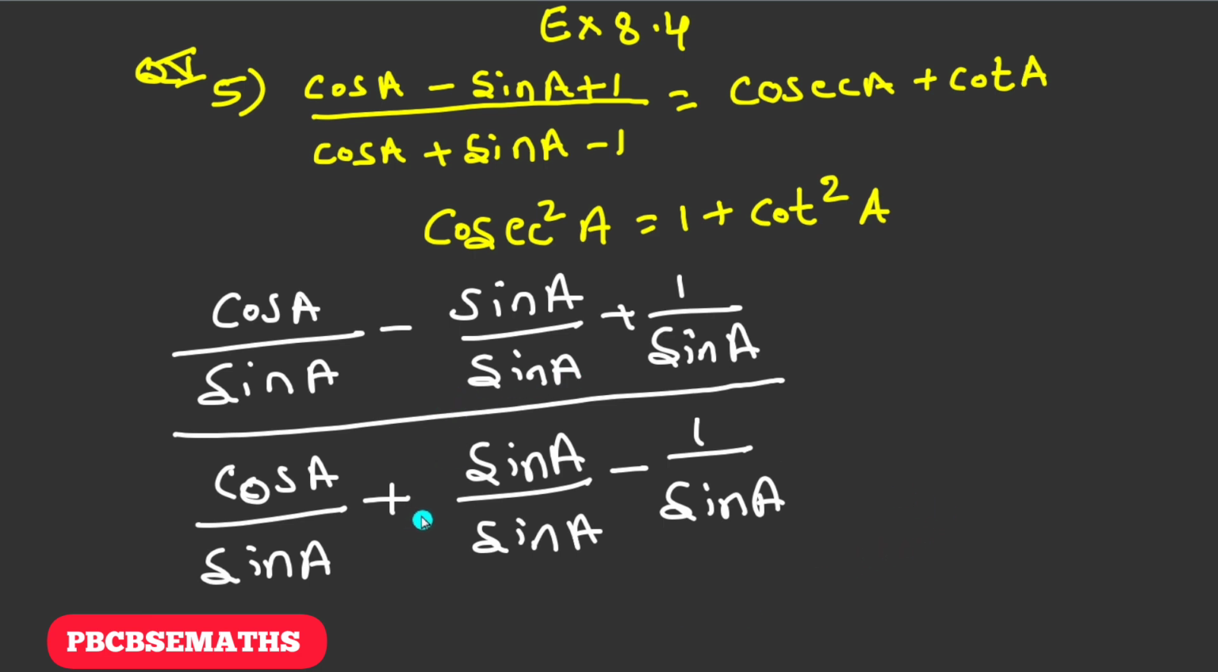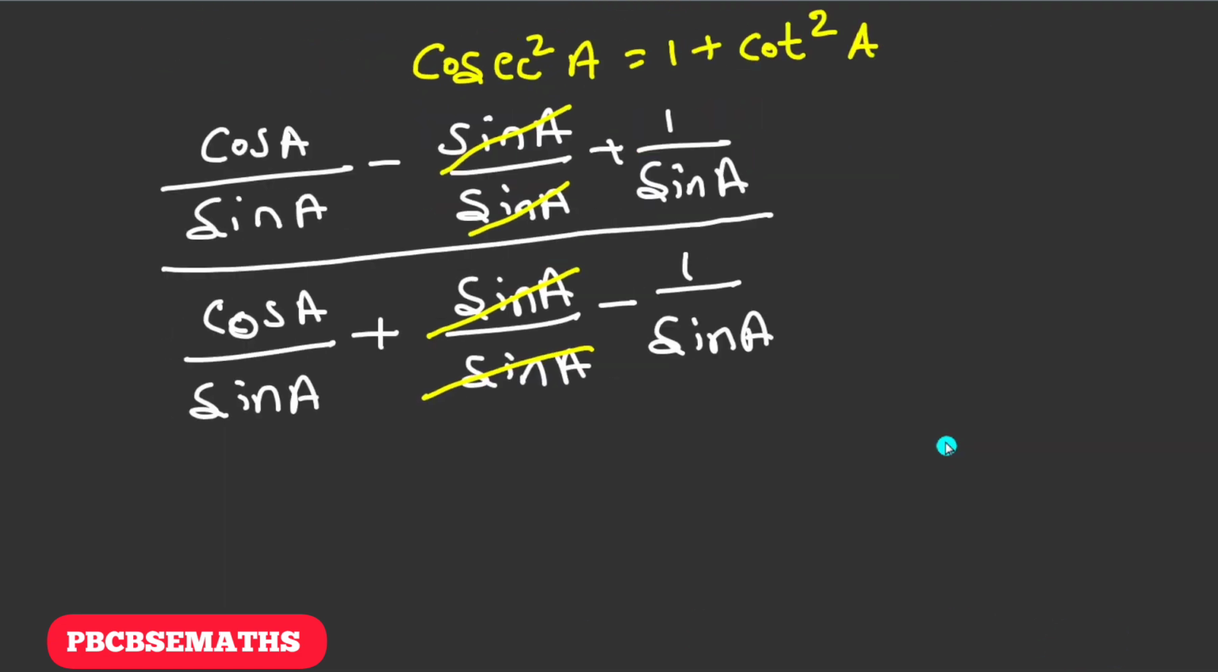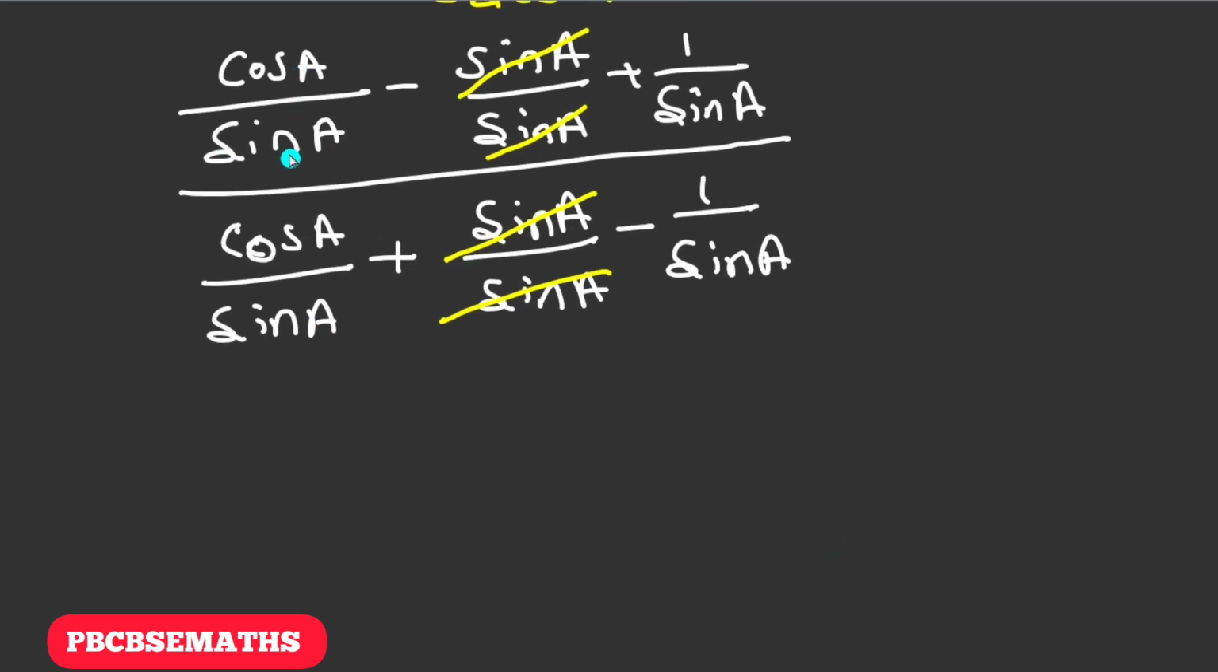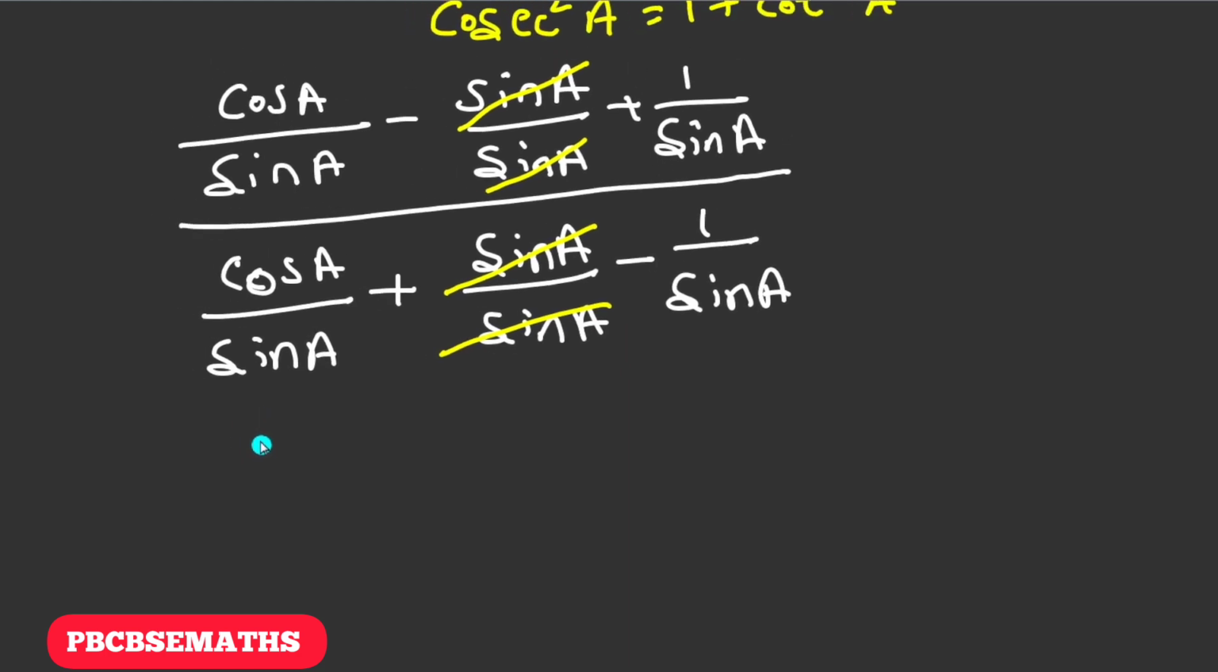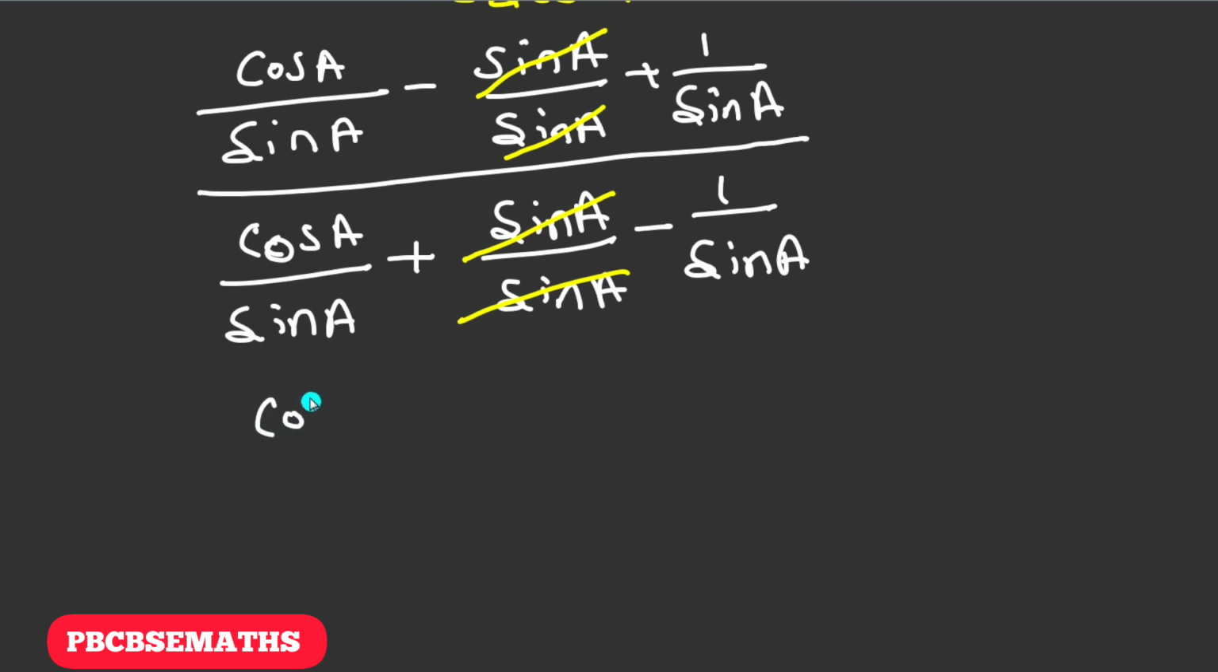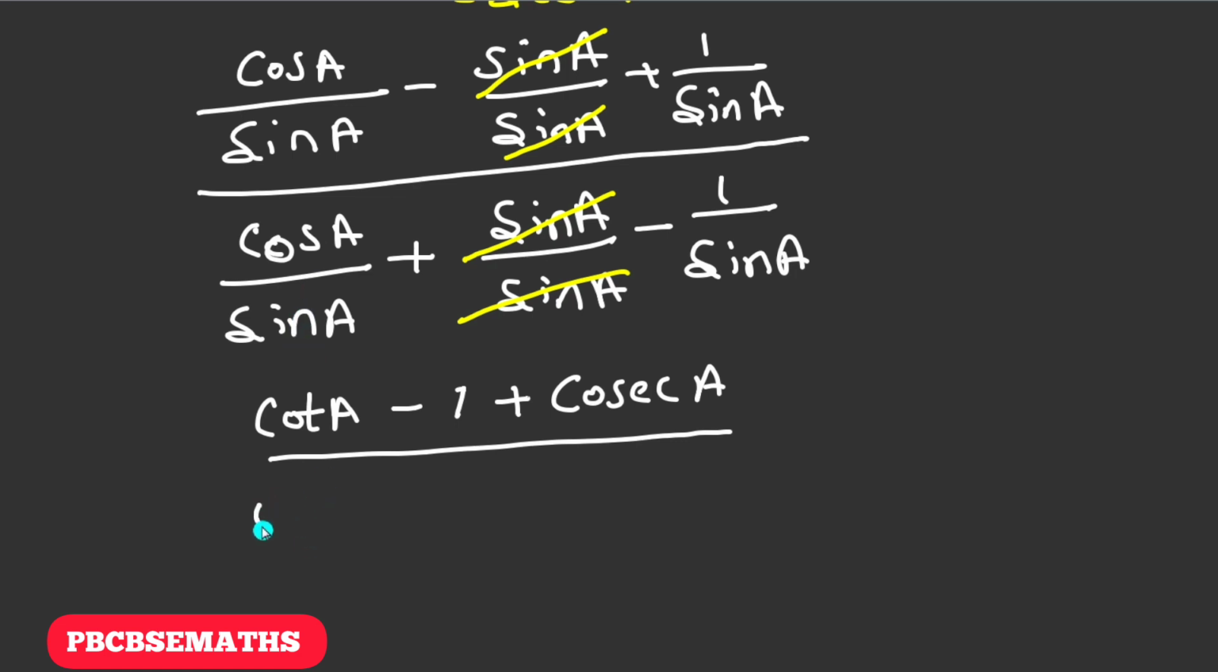Further, we know that in this numerator part, this sin A gets cancelled, and in the denominator part also we can cancel this sin A and sin A. Then we have here cos A by sin A, which is equal to cot A minus, since sin A gets cancelled, we are left with only 1 plus that 1 by sin A is equal to cosec A, whole divided by, here also cos A by sin A is equal to cot A plus, since sin and sin get cancelled here, we are left with only 1 minus 1 by sin A is equal to cosec A.